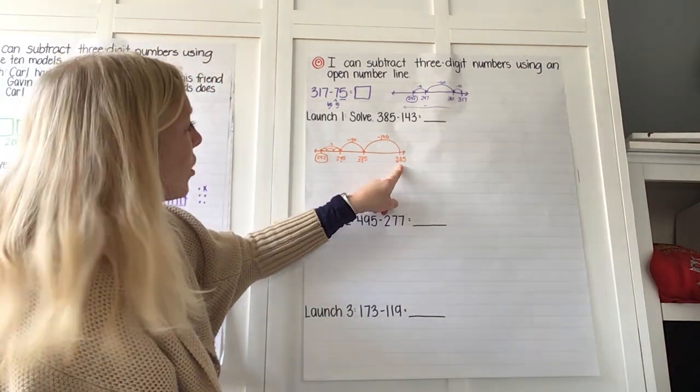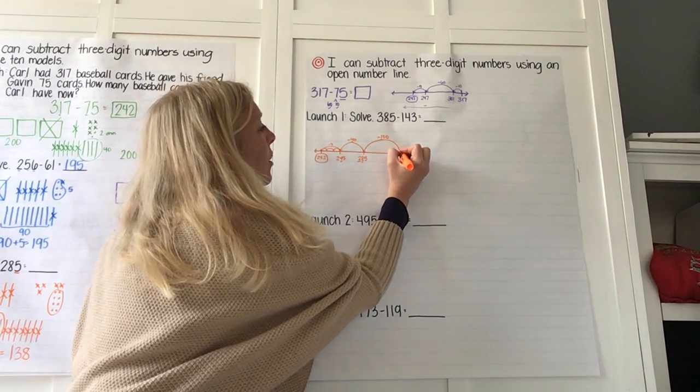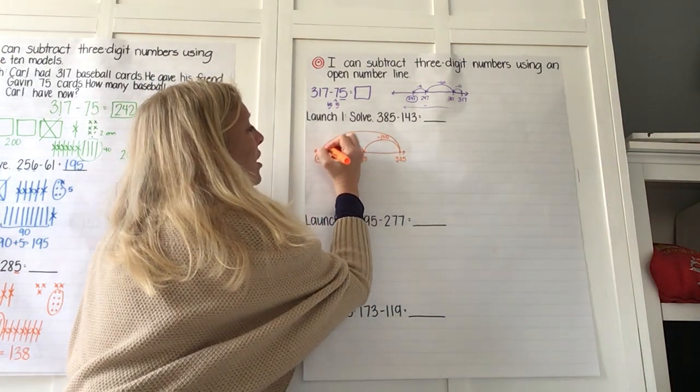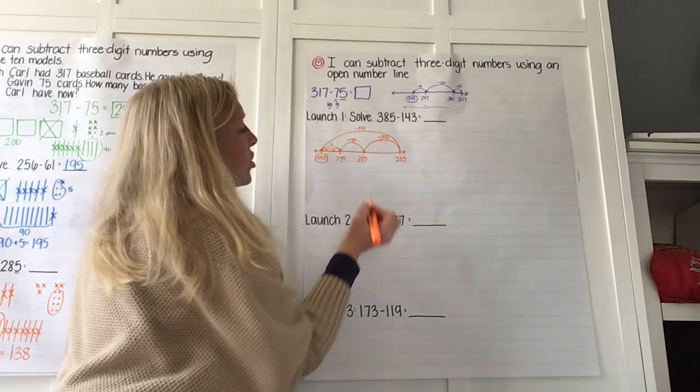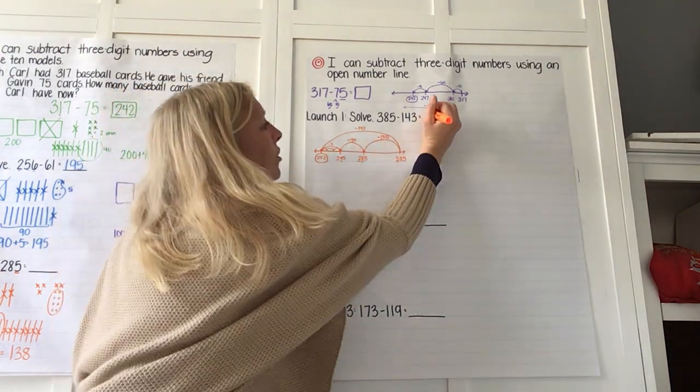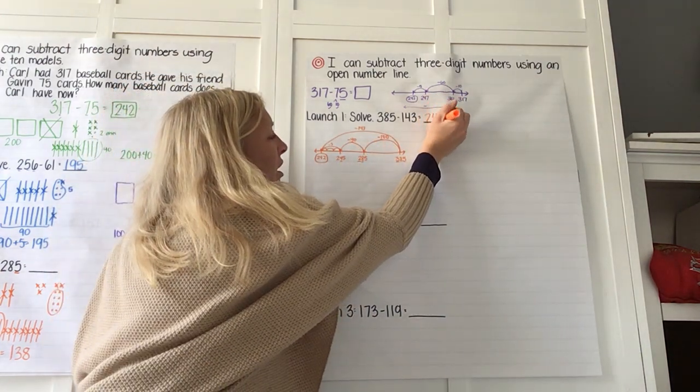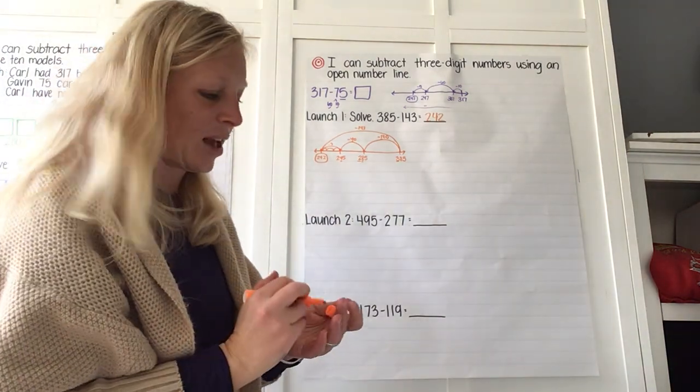So where's your 385 in your work? Where you're starting. Where's your 143? 140 and 3. And then where's your unknown? 242. How many of you solved it that same way?